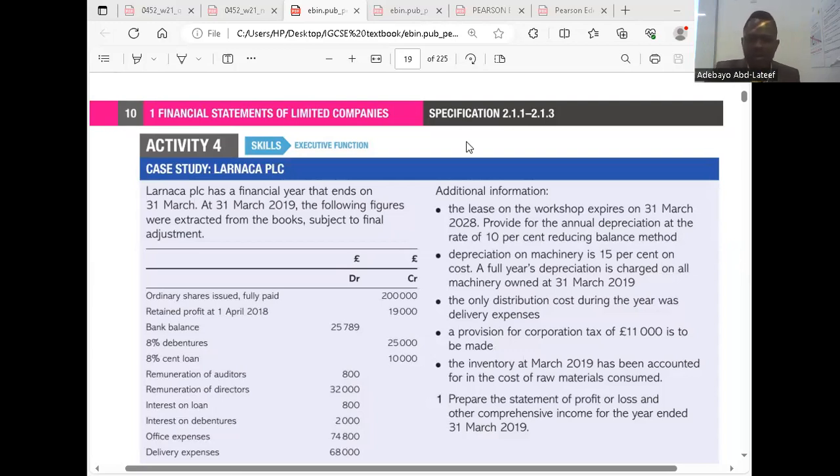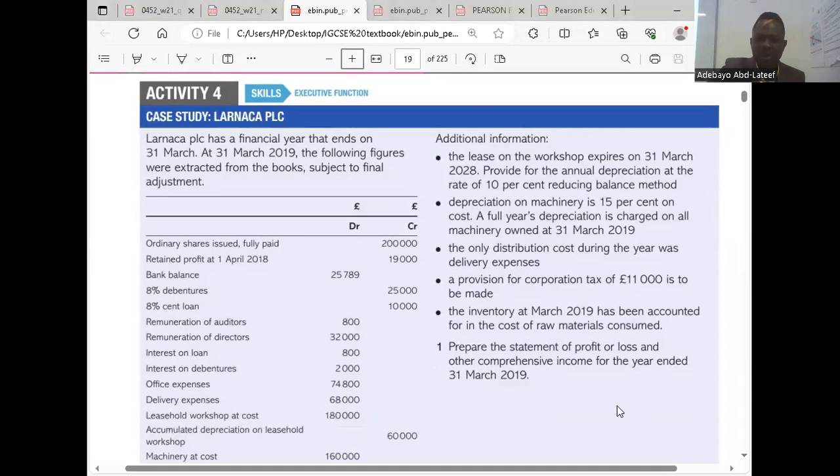So basically here we just go through the question first. The question says, prepare the statement of profit or loss and other comprehensive income for the year ended 31 March 2019. So we'll go back to the trial balance. So this is our trial balance. I think you can have it here, you can find it.